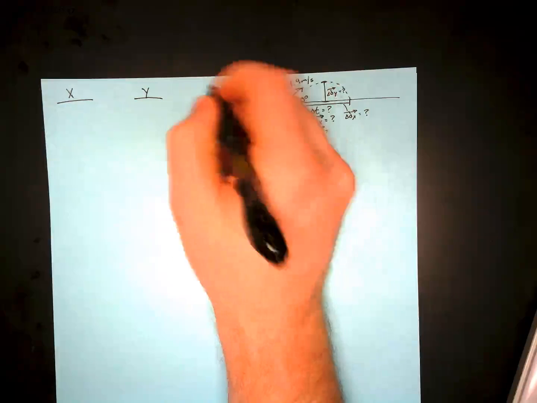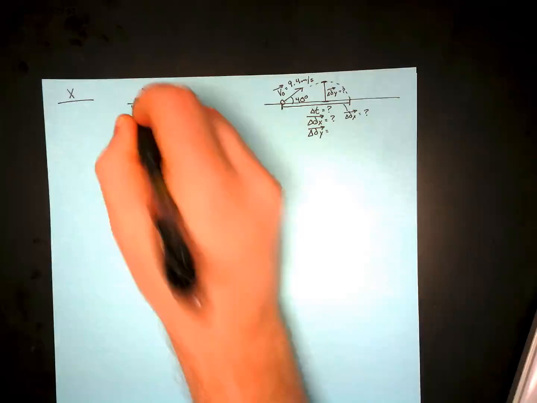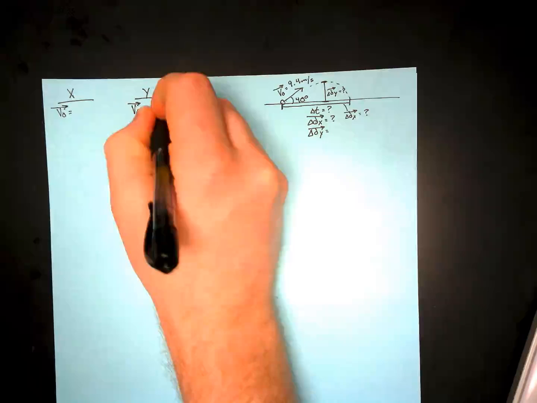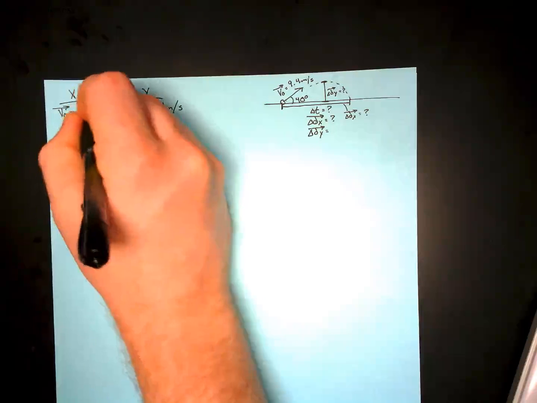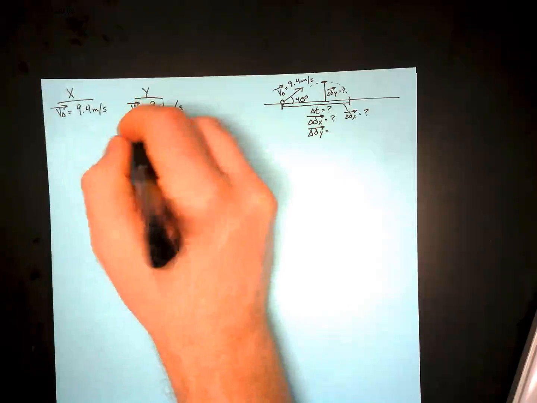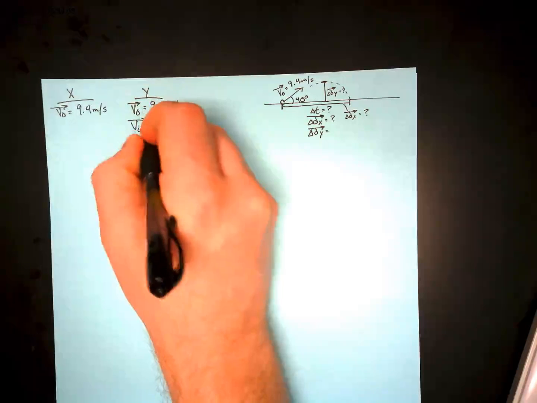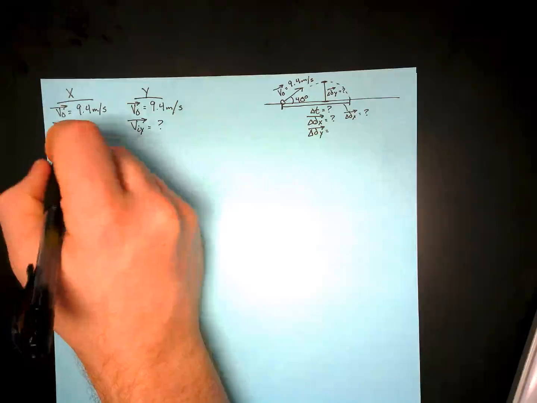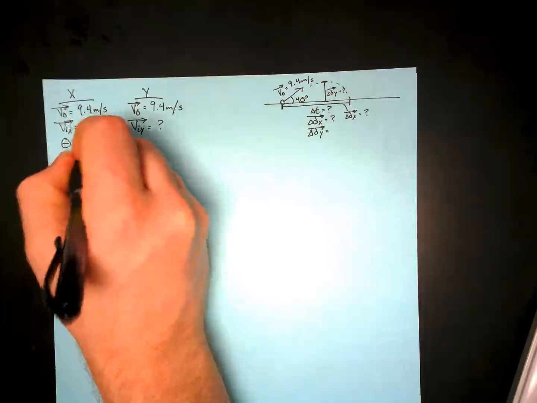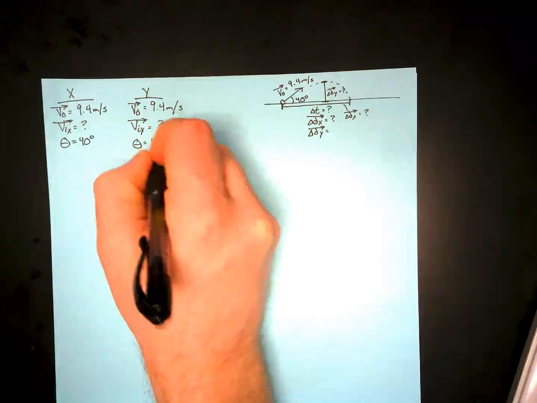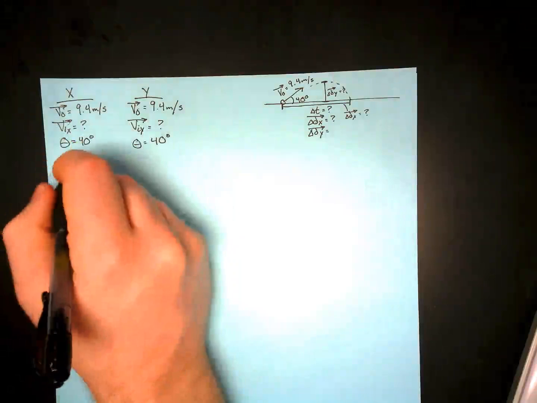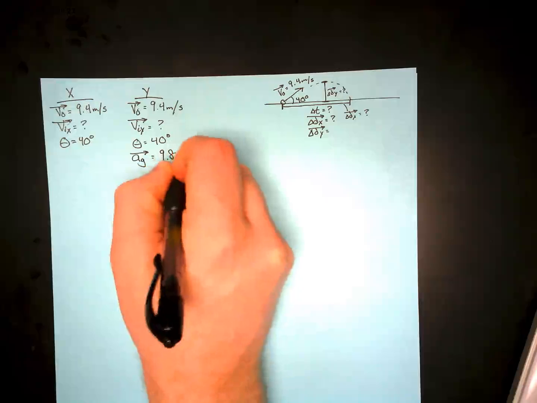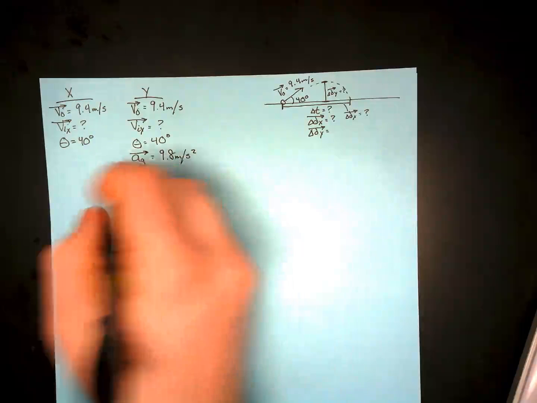And then actually we can just write this because it's the same for both sides. Our initial velocity is 9.4 meters per second. What we don't know yet is our initial y velocity. We don't know our initial x velocity. We do have theta. Theta is 40 degrees. What else do we have? Well, we also do have gravity. Gravity is 9.8 meters per second squared.